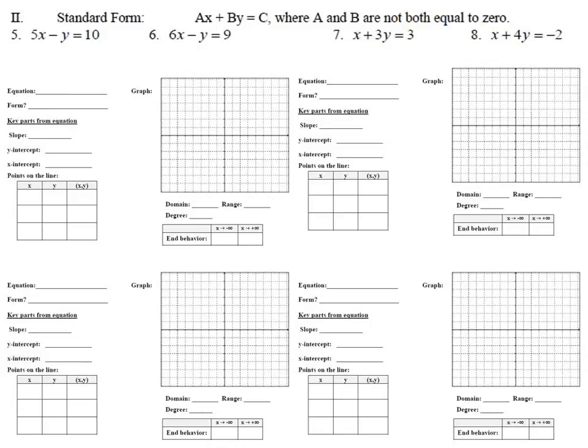So let's start with number 5. For number 5, we have 5x minus y is equal to 10. This is in standard form. X and y are on the same side. No fractions or decimals. My a value is positive. So remember, standard form, we're not going to be able to see the slope very easily, but we can quickly find the x and y intercepts. So for the y-intercept, remember we're going to let x be 0.